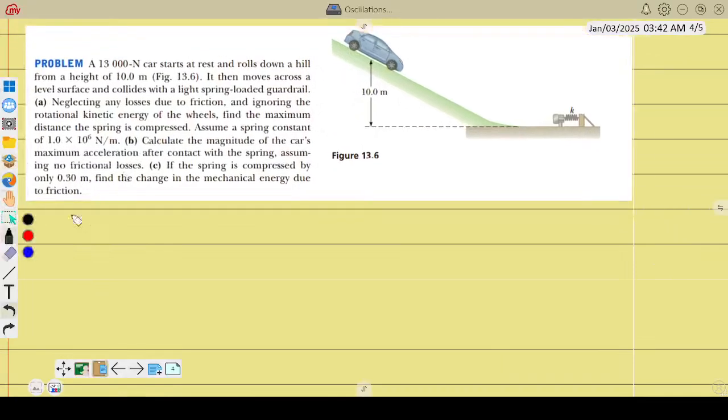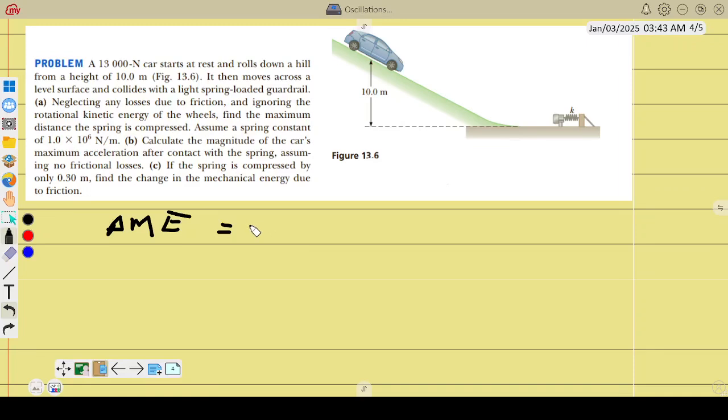So they are saying if the spring is compressed only by 0.3 meters, what is the change in mechanical energy? At least they've even told us what is the change. They can say what is the work done, or they can write work done. I'm emphasizing that because things are not always the same. They'll just change a few things, but the concept remains the same.